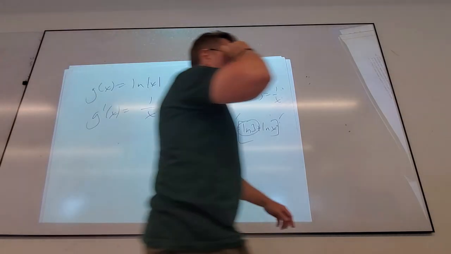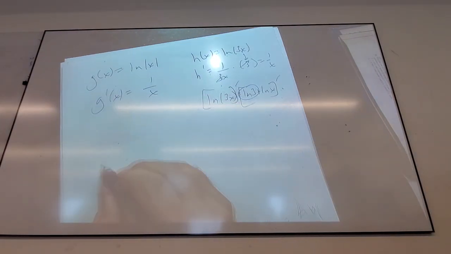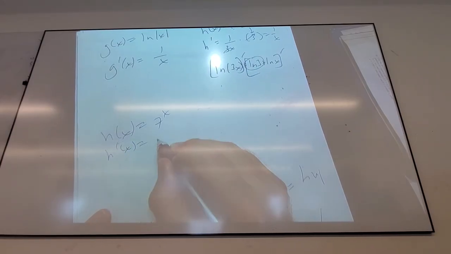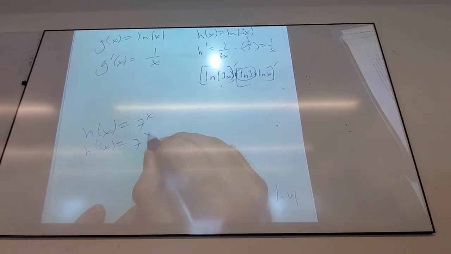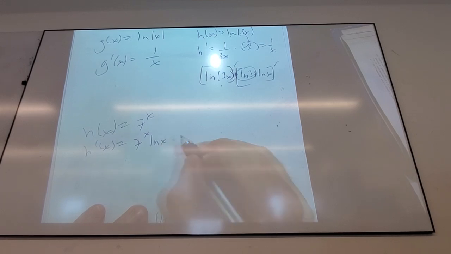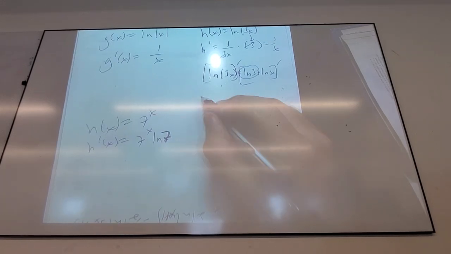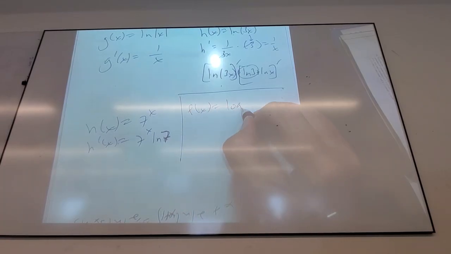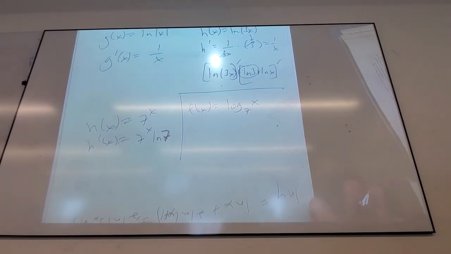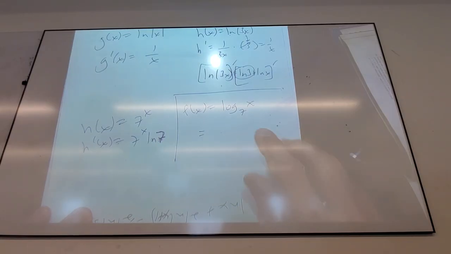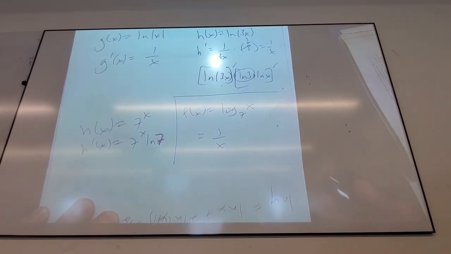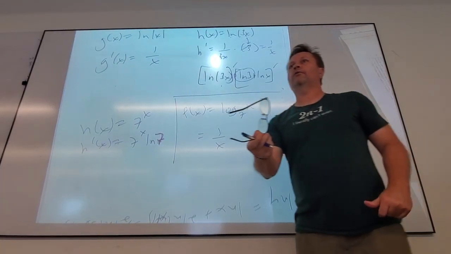Now, the real thing I want to show you. Can somebody remind me what the derivative of 7 to the x is? We said this earlier. 7 to the x times ln 7. What is the derivative of log base 7 of x? It's going to be 1 over x, just like ln would be, because log base 7 is just another log, like ln is just another log, correct?